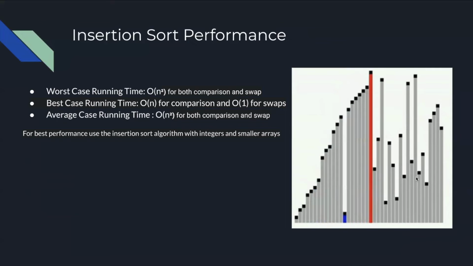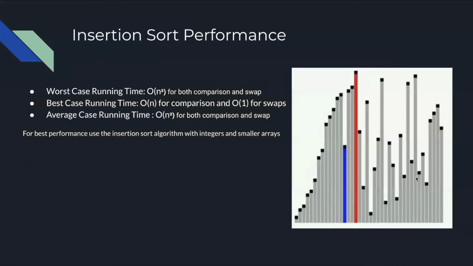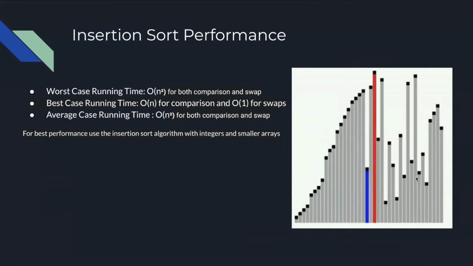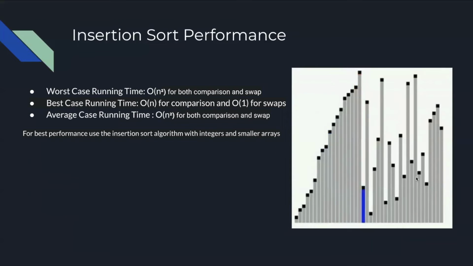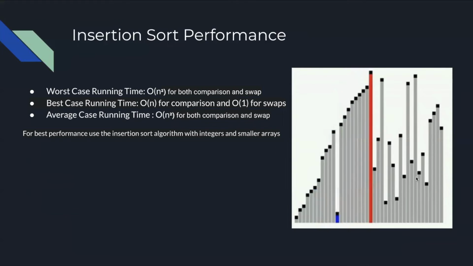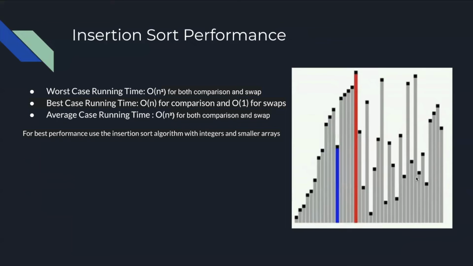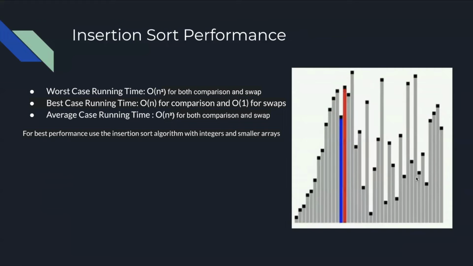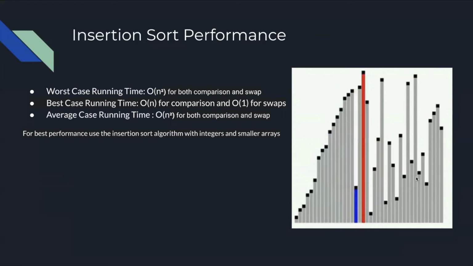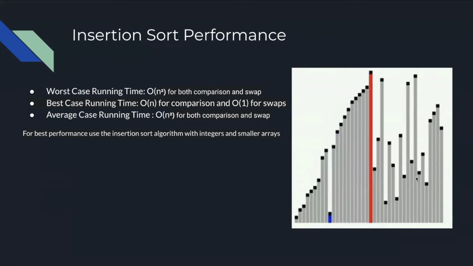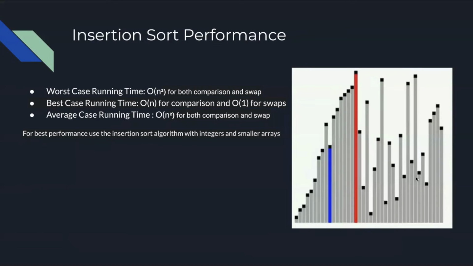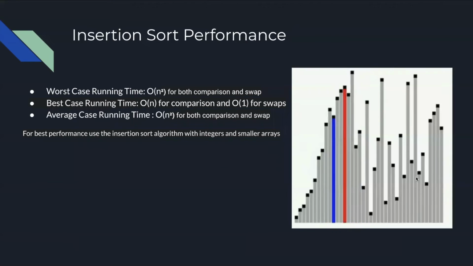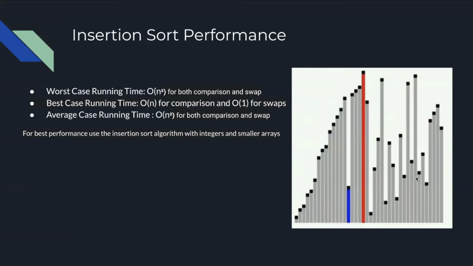The best case running time, however, is O of n for comparison, and O of 1 for swaps. The best running time can be O of 1 for swapping, because you can have an array with only like 2 values in it, and the runtime will be the same no matter what. Or if the array is already in order, the algorithm won't have any work to do. And then you have your average case running time, which is O of n squared for both comparison and swap. And for the best performance, you're going to want to use insertion sort mainly for sorting integers and smaller arrays.